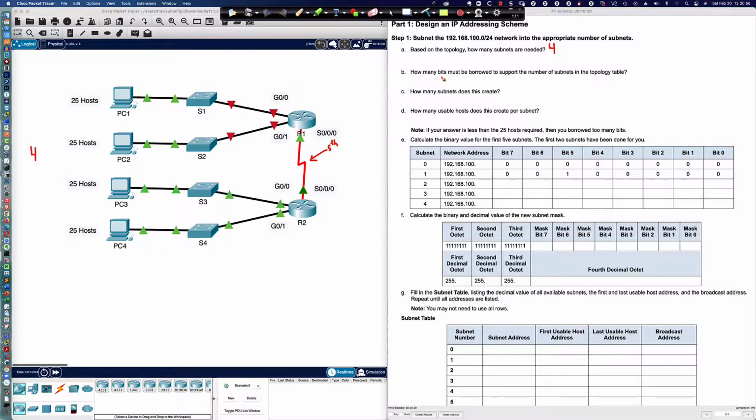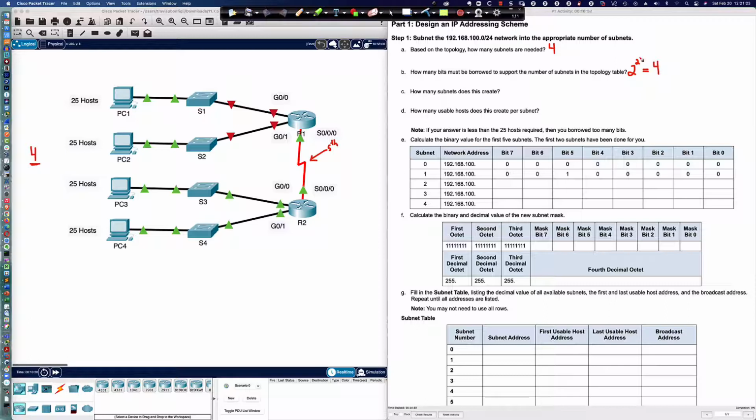How many bits must be borrowed to support the number of subnets in the topology table? Now, this is a question that might lead you down the wrong road. So if we look at this and we say, I need 4 subnets, we remember from our equation that 2 raised to the number of borrowed bits is the number of subnetworks created.